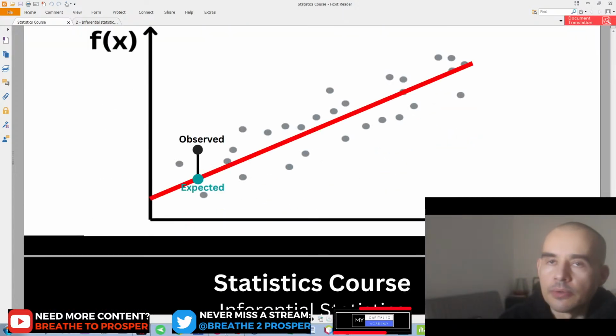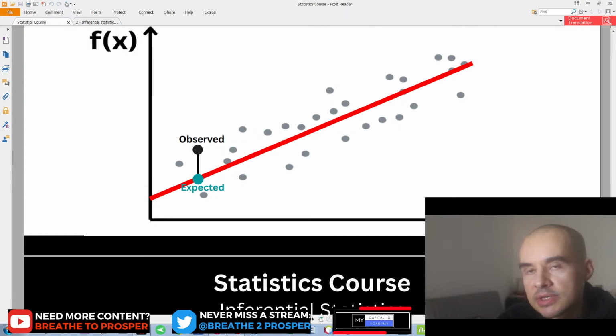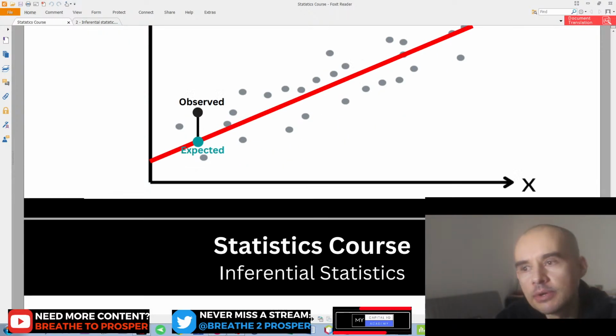Okay, so we talked about distributions, we talked about chi-square distributions and goodness of fit, and this is the key point. It's the difference between the observed value and the expected value. The expected values are all the values that you have on the line, so your model, you expect it to perform in a certain way, and these are the observed values.